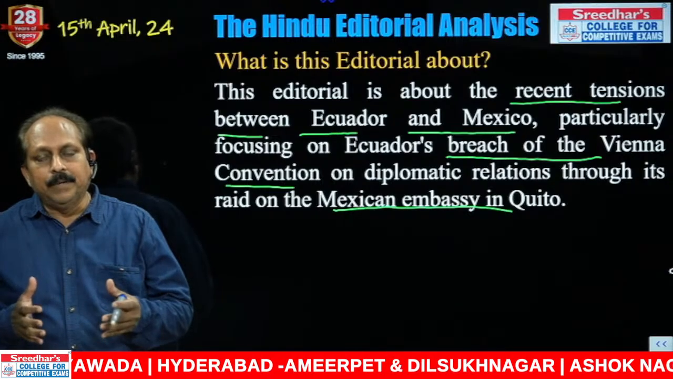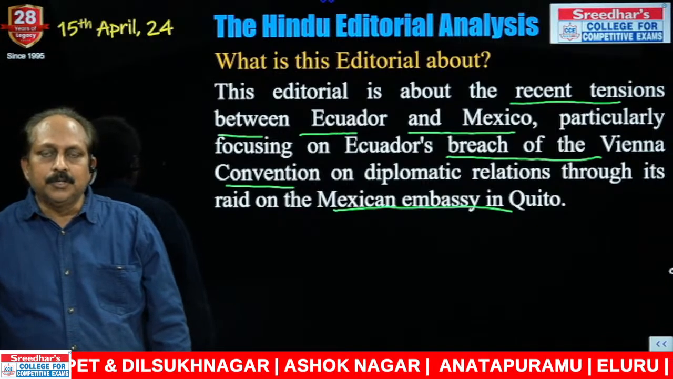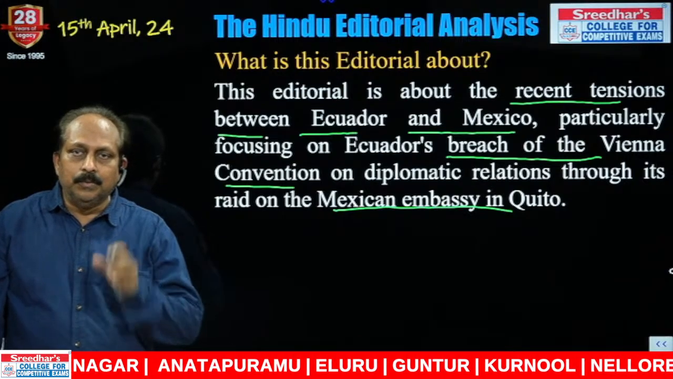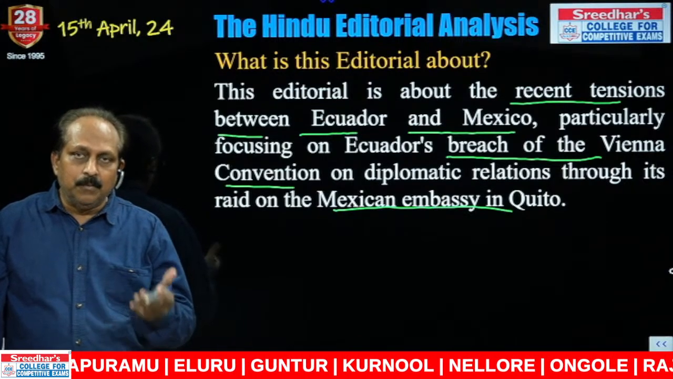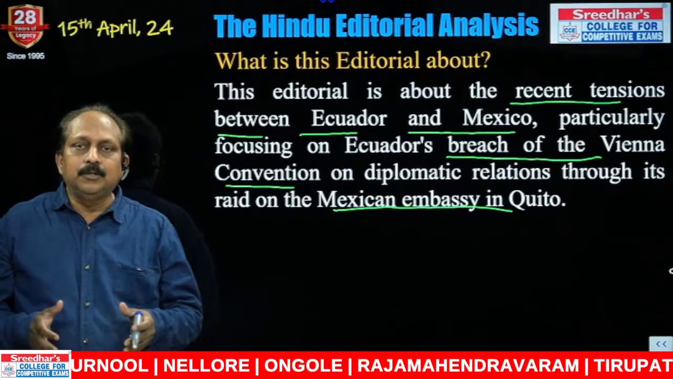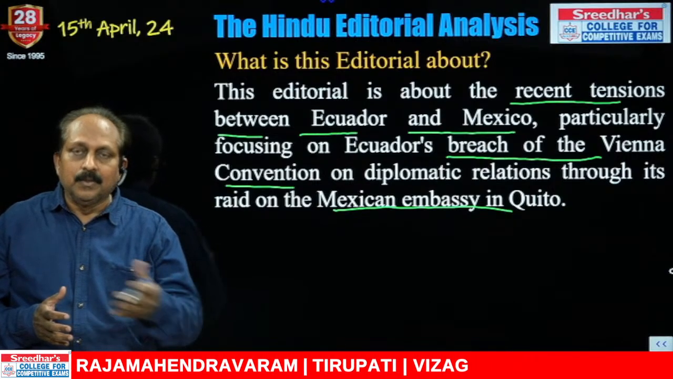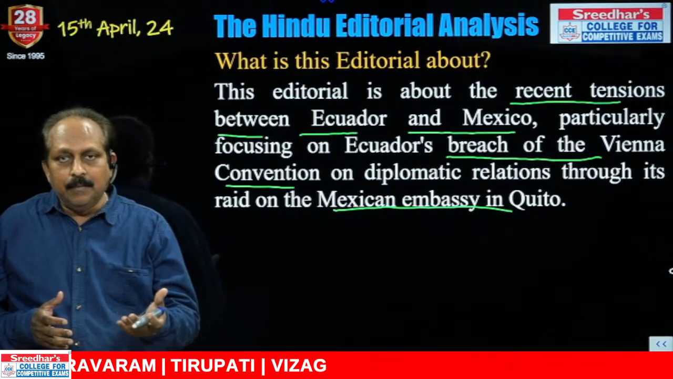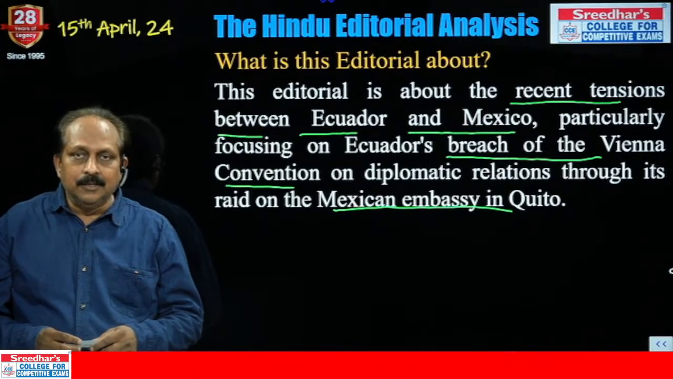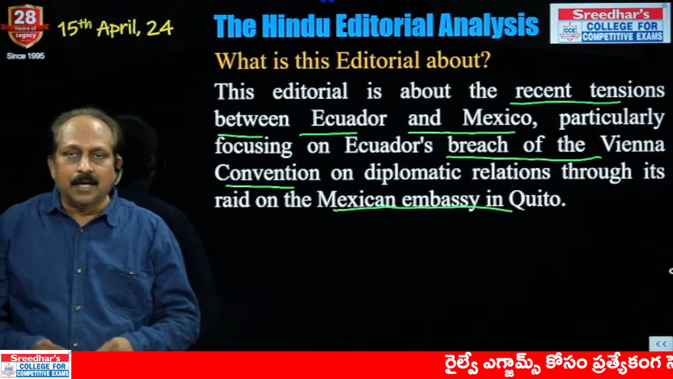And what exactly happened? To write an editorial, they need a stimulus. What is the stimulus here? Ecuador government attacked the Mexican embassy in Quito. That goes against the Vienna Convention related to diplomatic relations. This editorial is all about why the Ecuador government had to attack the Mexican embassy in Quito. What are the reasons behind it? Whether they can be justified or not. This is a broad thing. Editorial takes a stand and says Ecuador shouldn't have done something like that. It has to be within the limits of international laws.